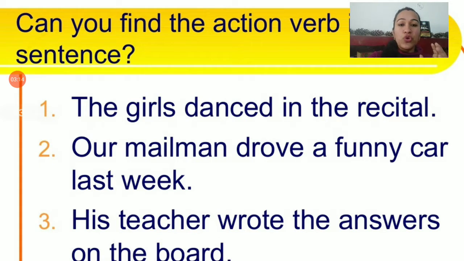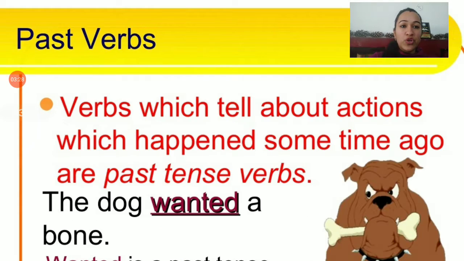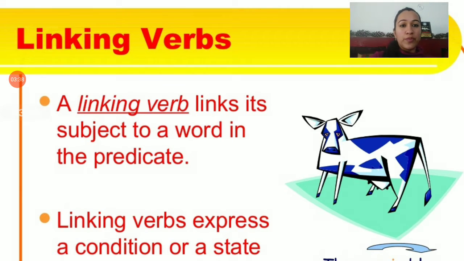Action verb will show what? Movement. It will be either in present tense, past tense or future tense. We will do tenses after we finish verbs, and we will do all of this in detail. So I will not dwell on it. I am just telling you that your action verb can be in present, past or future. So these are the forms that an action verb can take.